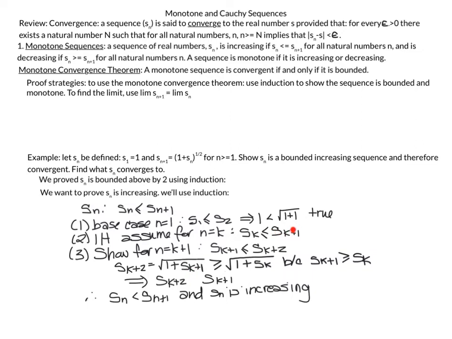But we know from our inductive hypothesis that S of k plus 1 is greater than or equal to S of k. And that will mean 1 plus S of k plus 1 must be greater than or equal to 1 plus S of k. So this here then is S of k plus 2. This is S of k plus 1. So we have S of k plus 2 is greater than or equal to S of k plus 1. And so we have in general that S of n is less than or equal to S of n plus 1, and S of n is increasing.